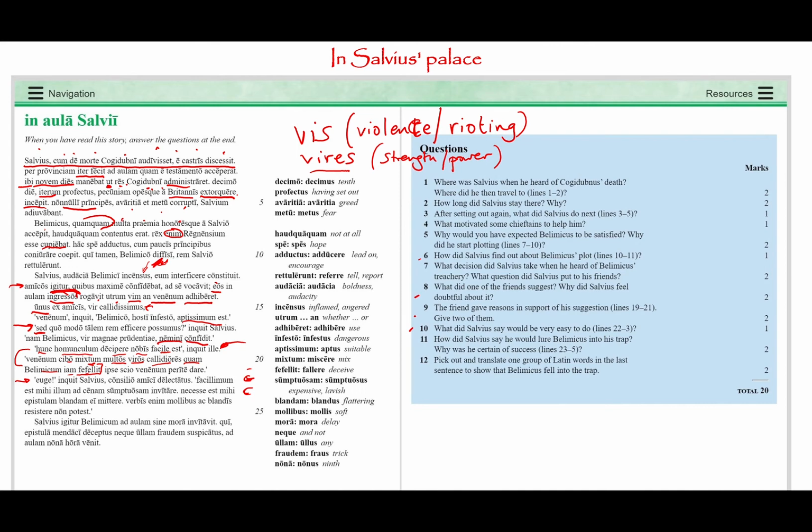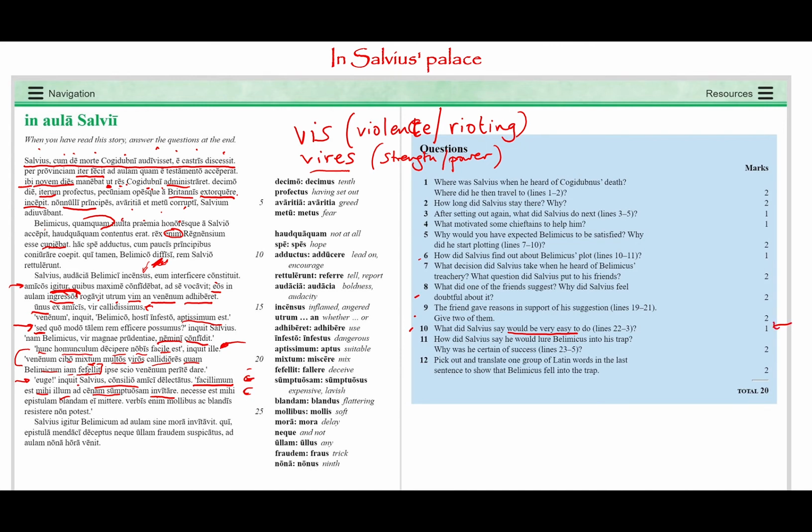And now we've got the relevant bit. Again, the trigger point here. What did he say would be very easy to do? And we see the words very easy here, so that should draw your attention. It is very easy, mihi, for me, to invitare illum, to invite him to a splendid banquet. And they go together, case, number and gender. So it's easy for me to invite him to a sumptuous banquet. That's the answer for number 10. It's a single pointer.